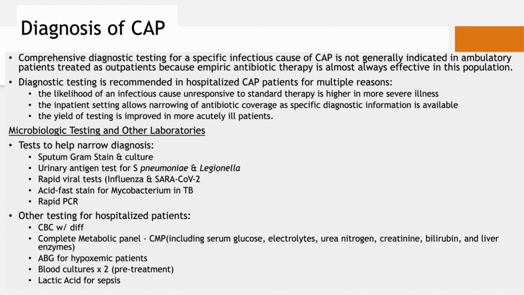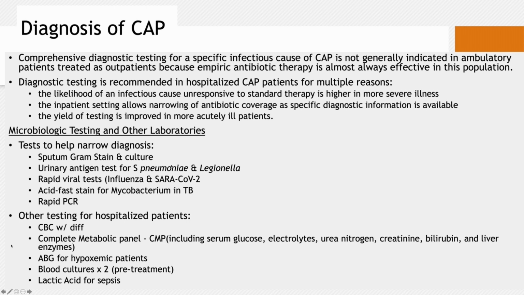So what kind of testing is there to be done for community-acquired pneumonia? Most of the tests tend to help narrow the diagnosis. So we have sputum gram stain and culture. That's where we have the patient cough or expectorate whatever sputum they have, and we run gram stain and culture on that to try to amplify it and figure out what it is that's causing it.